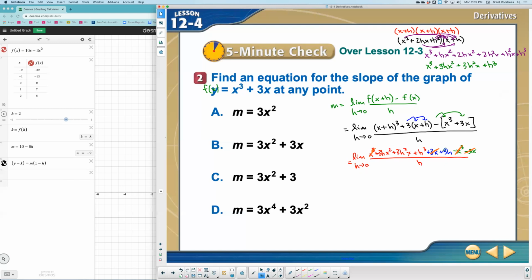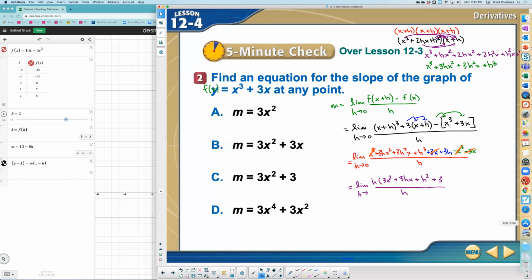Okay, and now I see that each term left over shares an h, so I could do a GCF here. And we're about to have our solution. So when I factor out this h, it's left with 3x squared plus 3hx plus h squared. Oh, and plus 3. I missed that. Plus 3. There we go. And so when I go to simplify, what's going to happen is this h and this h will simplify with one another. I forgot the 0 there.